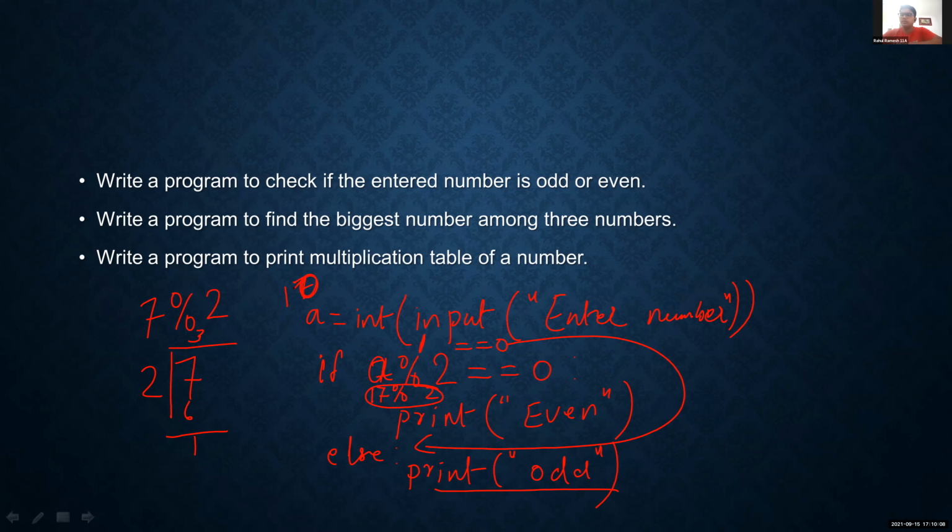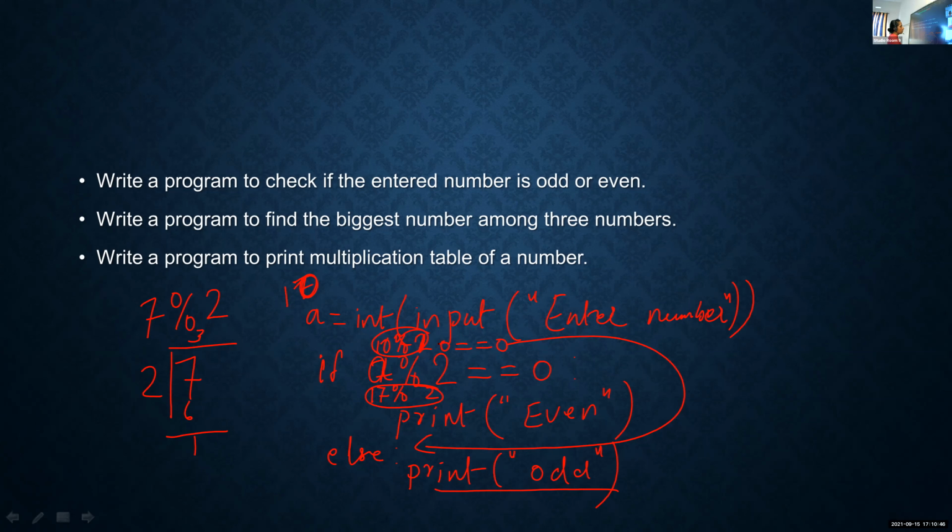10 divided by 2. If I'm inputting 10, what is the value of A? Rahul? 0. What is the value of A? I am inputting 10. Then what is the value of A? Yes, 10. Then here, what is 10 mod 2? What is 10 mod 2? 0. Correct. So here the result is 0.